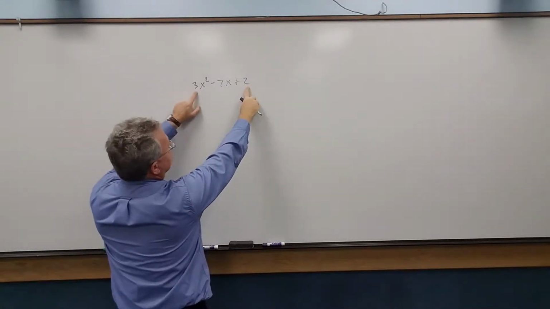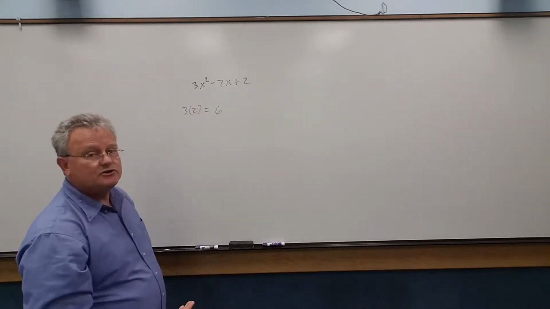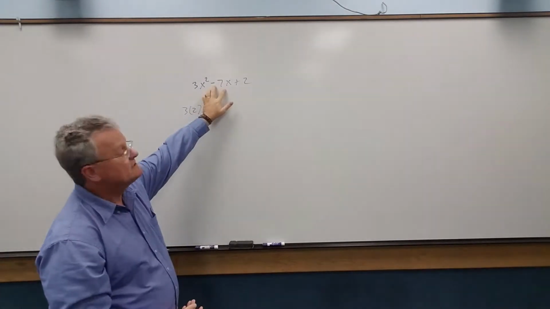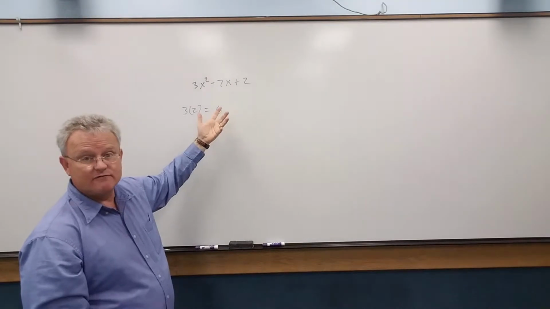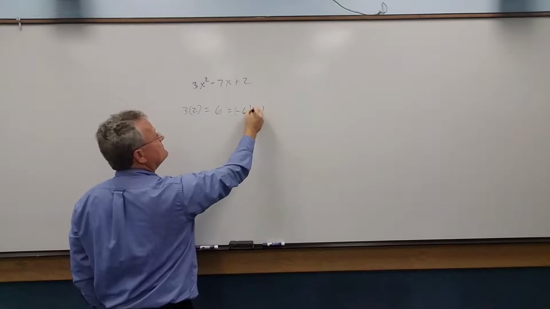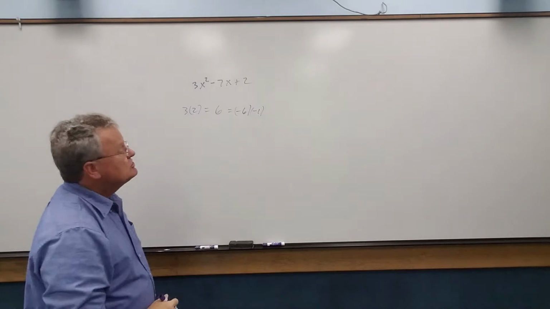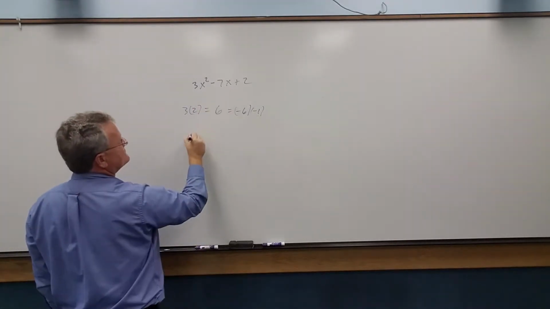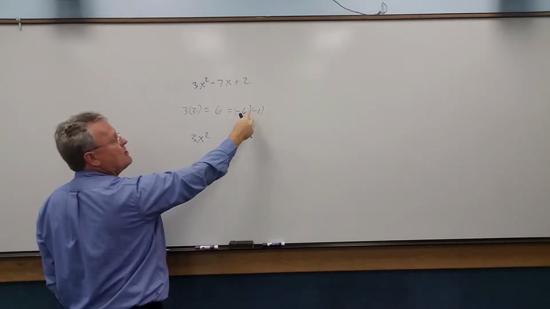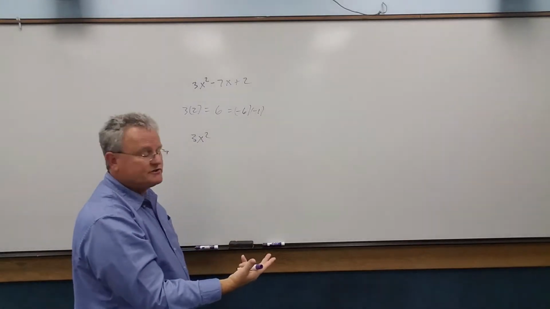So remember, to group, what's our first step? Multiply the first and last numbers. 3 times 2 is 6. Now, what two numbers multiply to positive 6 but add to negative 7? Well, negative 6 times negative 1 is equal to positive 6, and these two numbers add to negative 7. So we rewrite negative 7x as either minus 6x minus x or minus x minus 6x. It doesn't matter. It's going to work out the same either way.